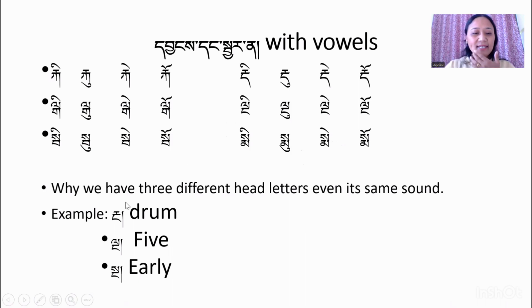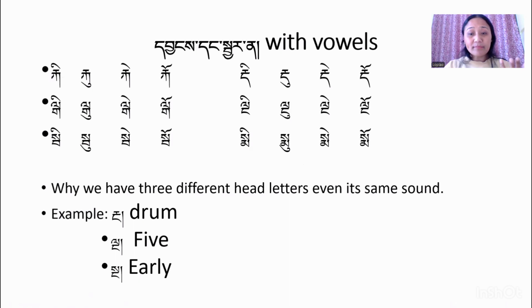So many students ask why we have three different head letters, even though many of them have the same sound. For example, if I put Ra Kata Ka, and La Kata Ka, and then Sa Kata Ka, they all have the same sound. So why do we have three different head letters?